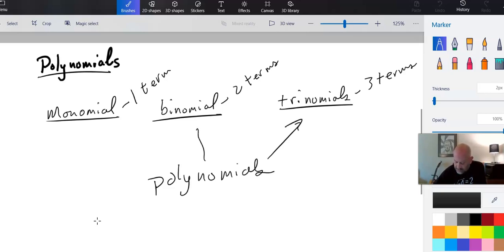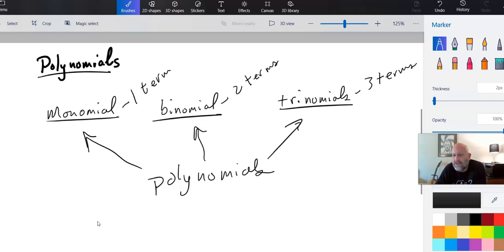Polynomial is the general term for these. And there are more names than this too. If I had four terms, some people go as far as saying that's a quadrinomial. That's fine. That's not something we're going to be covering this semester particularly, and it usually doesn't come up very much, so I don't focus on the vocabulary.